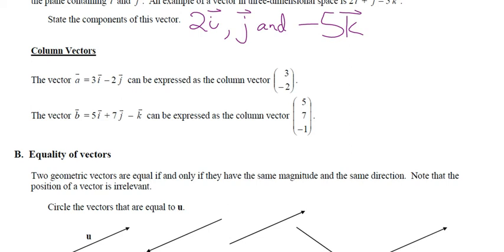The vector A is equal to 3i minus 2j, and can be expressed as the column vector 3, negative 2. The vector B, which is equal to 5i plus 7j minus k, can be expressed as the column vector 5, 7, negative 1, right? So in this case, you're just reading the column. This is the i, this is the j, this is k. In 4 dimensions, we get L and M and N and O. Go on and on and on.